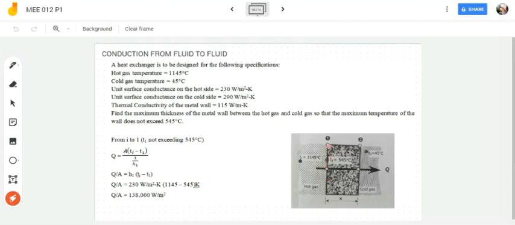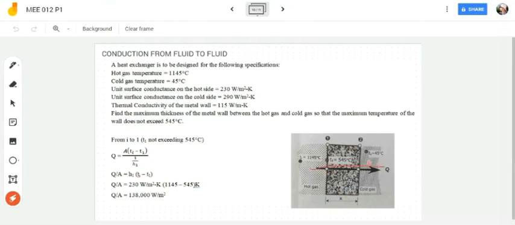Okay, so it says that the temperature at the sides of the wall must not exceed 545 degrees Celsius. Since this is your hot side, T1, which is 1145 degrees Celsius, therefore your temperature at this surface of the wall must not exceed 545 degrees Celsius. So we will have this as 545 degrees Celsius. That is the maximum. So your T1 is 545 degrees Celsius, and then we will be finding your X here.